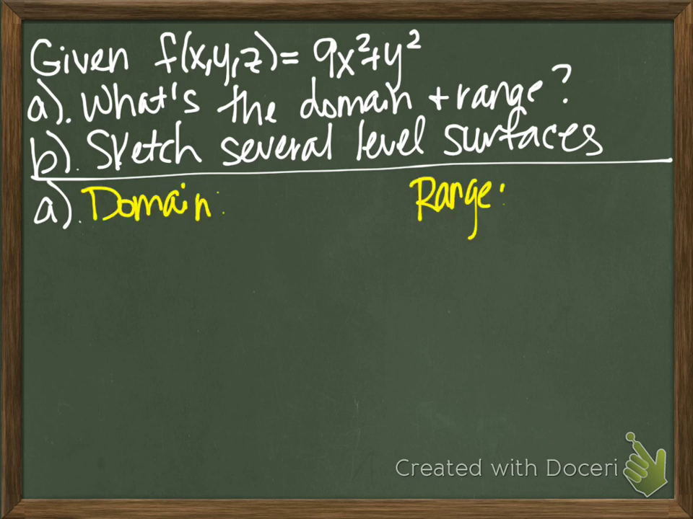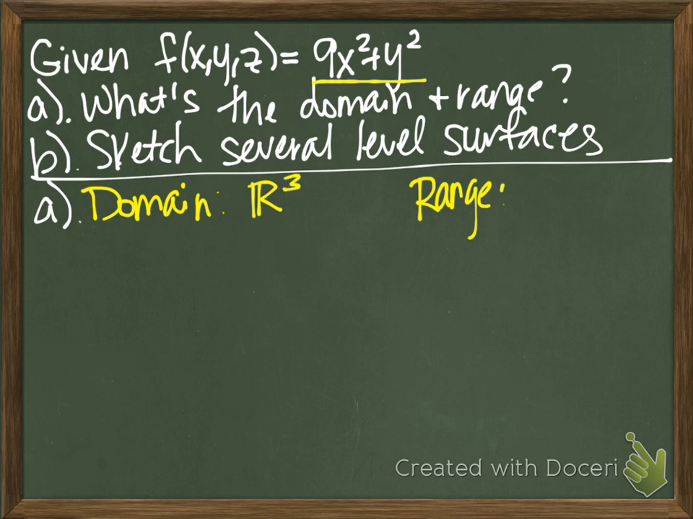Okay, remember a domain is going to be the set of all input values. So we look at the function and say, are there any values we can't input into here? And we see there aren't any numbers that are going to cause us an issue. So the domain is going to be x, y, and z that are all real numbers. So that's the same thing as R3.